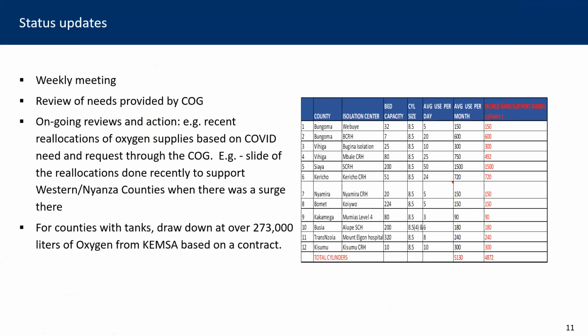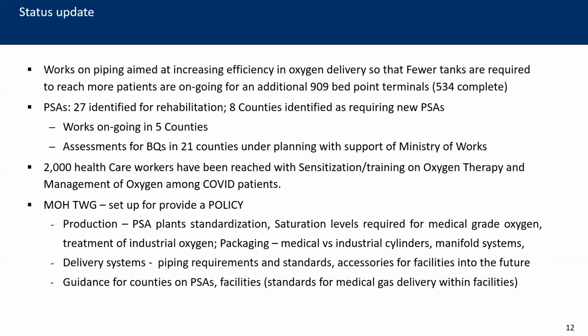So for instance, there was a recent reallocation of oxygen supplies in terms of cylinders based on need and request following the surge that was in Nyanza. And for counties with tanks, the current drawdown of almost 1 million liters of oxygen that has been procured, not current actually, as of last week Friday, stood at 273,000 liters of oxygen, because for the facilities that have tanks, they then just get refills based on a contract that was already done between the Ministry of Health and KEMSA. What is the other part of works that have been done so far?